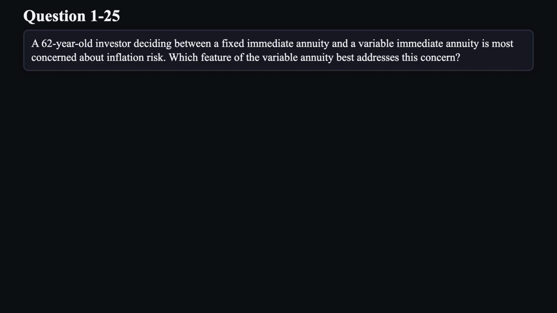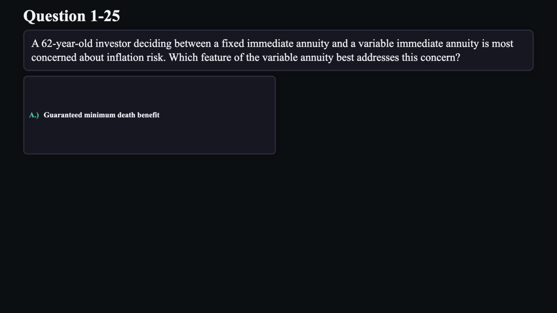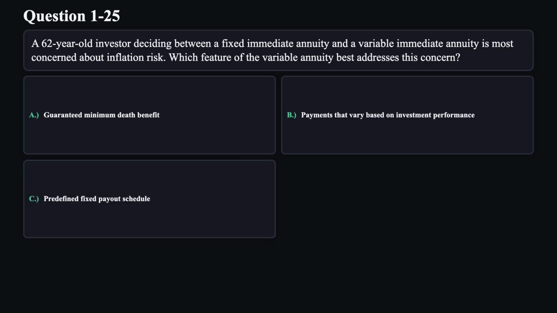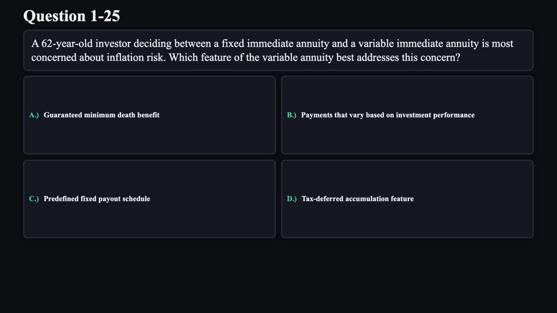Question 25. A 62-year-old investor deciding between a fixed immediate annuity and a variable immediate annuity is most concerned about inflation risk. Which feature of the variable annuity best addresses this concern? A. Guaranteed minimum death benefit. B. Payments that vary based on investment performance. C. Predefined fixed payout schedule. D. Tax-deferred accumulation feature.